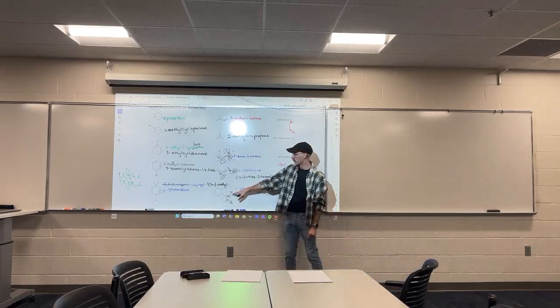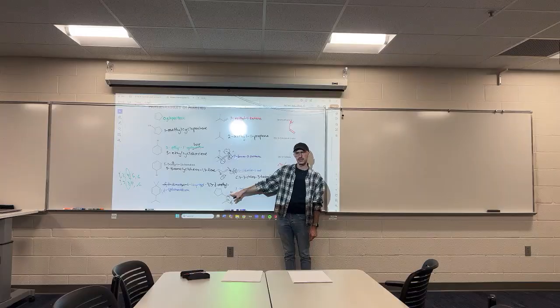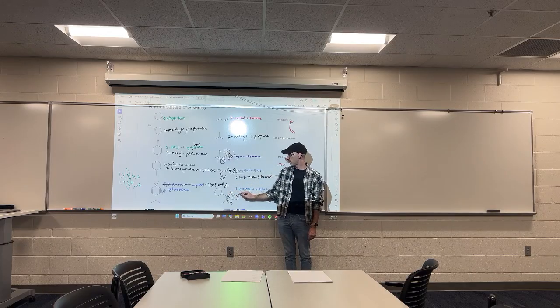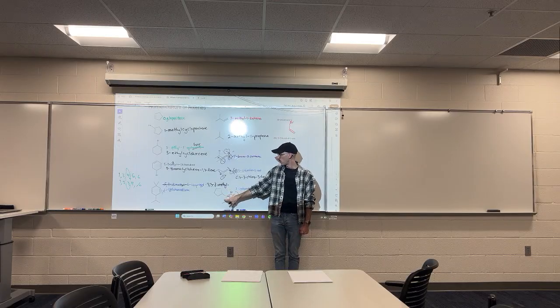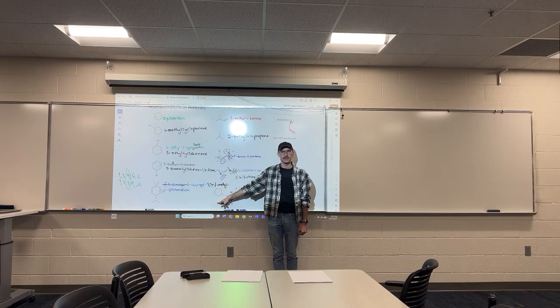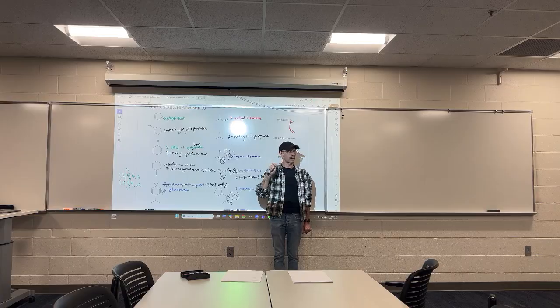What's the high priority group? Carbon or hydrogen? Oh, not a trick question. Off of this carbon, carbon or hydrogen, which is higher priority? Carbon. Okay, now off of this carbon, what is higher priority? Carbon or carbon? No difference yet. Carbon or carbon? No difference yet. Carbon or hydrogen? Carbon.